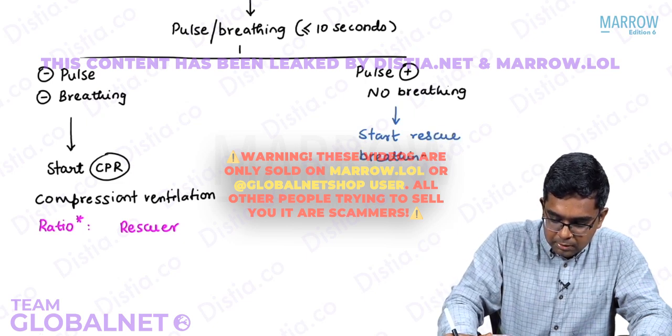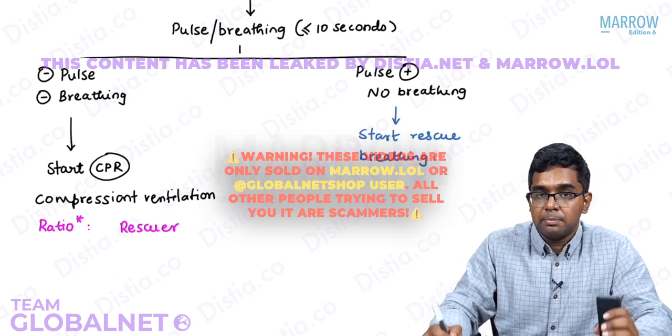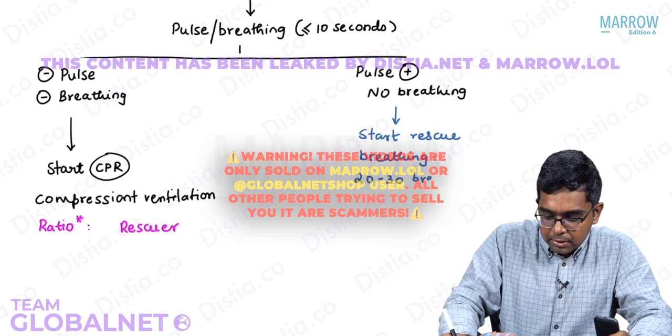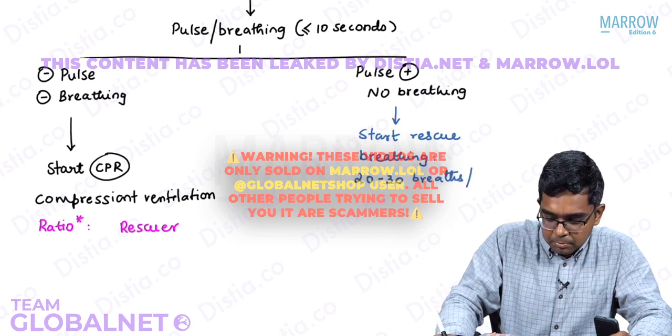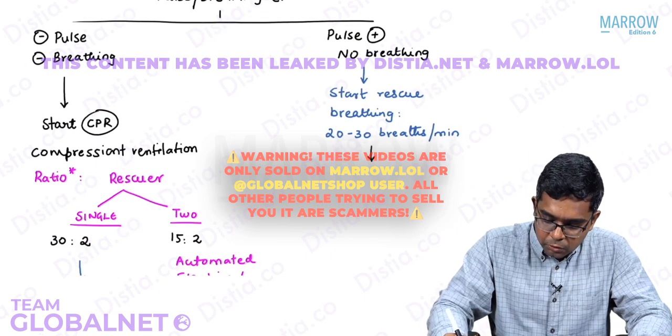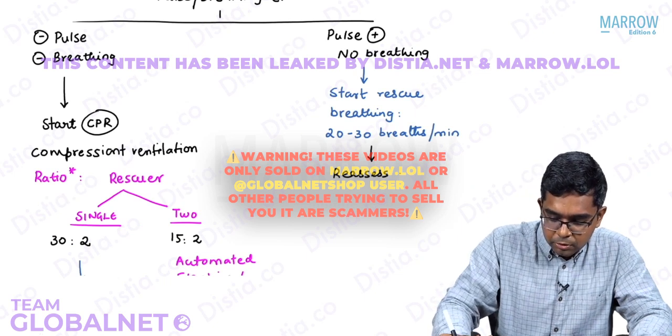Usually started with bag and mask ventilation. What is the rate of rescue breathing? I have told that before itself. It is 20 to 30 breaths per minute. It is very important that after starting rescue breathing, you should reassess the patient every 2 minutes.